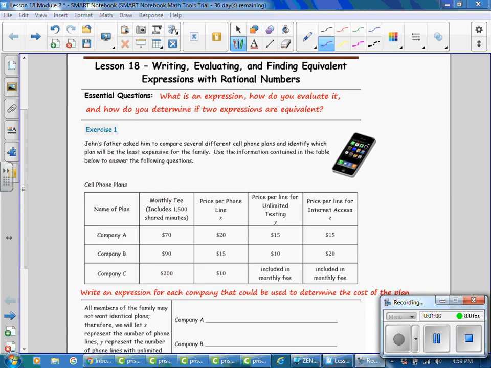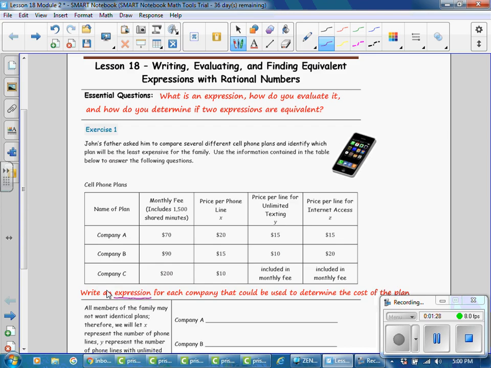First, we'll go over what an expression is when it says to write an expression. An expression is a combination of numbers or variables and operations like adding, subtracting, multiplying, and dividing. It can be a product, a sum, a difference, or a quotient.